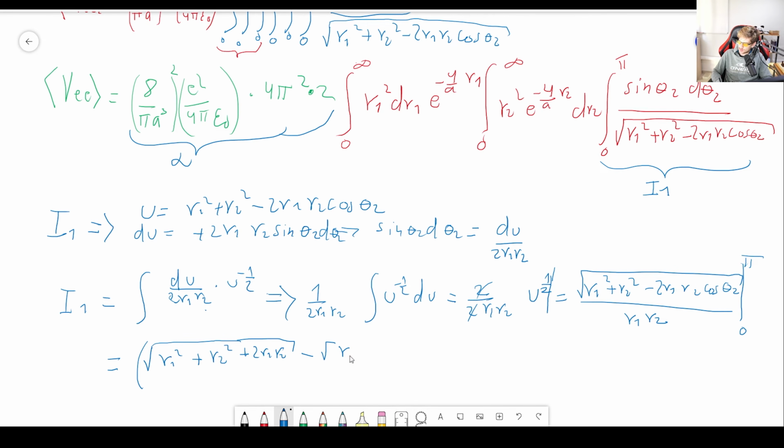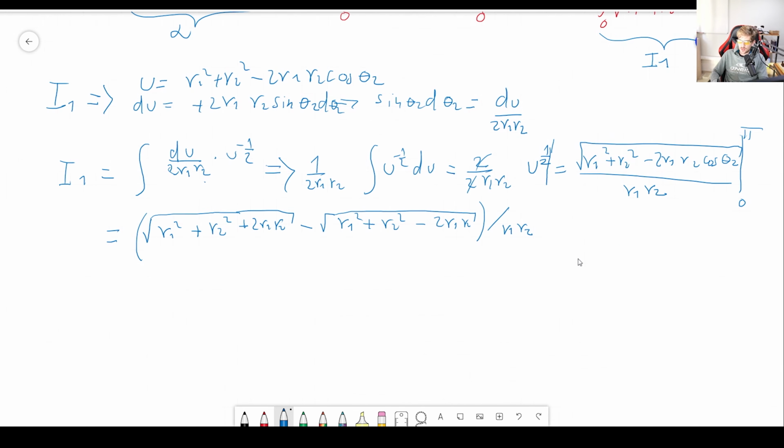And cosine of 0 is going to be 1. So this time it's going to be a minus sign. So we get r1 squared plus r2 squared minus 2r1 r2, and all of this divided by r1 r2. Okay, now notice that we can rewrite this because this is the same as square root of r1 plus r2 squared. And this is the same as r1 minus r2 squared.